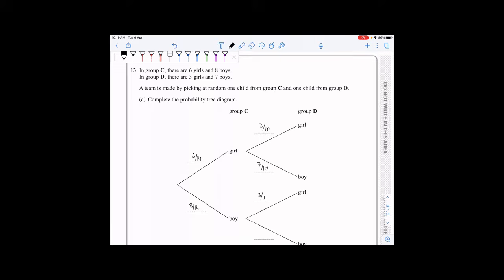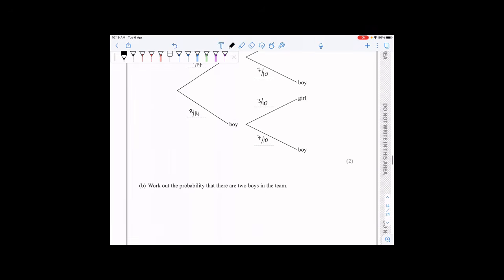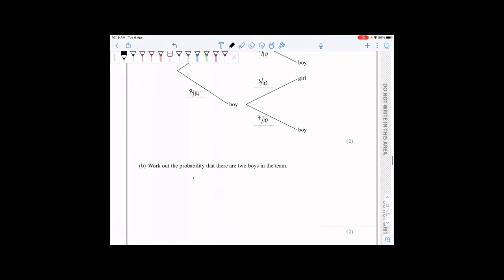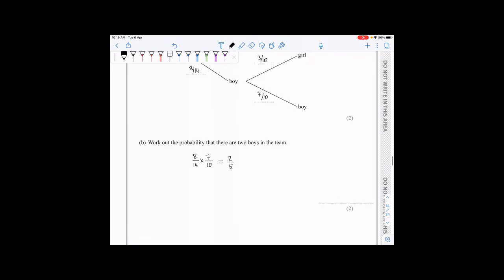So we've just completed the tree diagram here. What's the probability that there are 2 boys in the team? Obviously, I need to follow this route here, which is going to be 8 over 14 times 7 over 10, which simplifies out to 2 over 5. Remember that with tree diagrams, we are multiplying together the probabilities of the branches through which we travel.